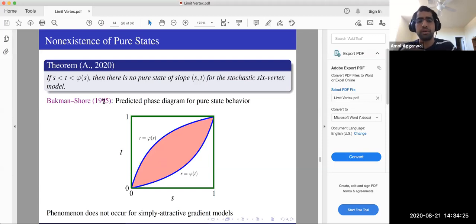This was actually predicted. I don't want to claim credit for the phenomenon at least. It was predicted by Bukman and Shore, physicists, in 1995. Okay. So by the way, one thing I should say is that we have pure states on the green curves. We have no pure states, sorry, on the blue curves. We have no pure states in this red region, and pure states on the boundary of this box are trivial. I won't go into them. In the white region, it's still an open question. So we don't know. Presumably the prediction is that there should be a unique pure state in this white region outside of this lens, but it's not known how to prove it.